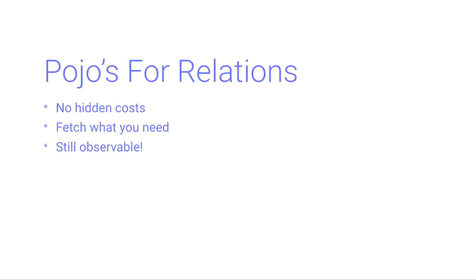It's what we tell people: if you want to have relations and you cannot use embedded or type adapters, you probably want to use POJOs for your relations, which means you don't have any hidden costs. You only fetch what you need, and it's still observable, and you don't need to do anything for that.